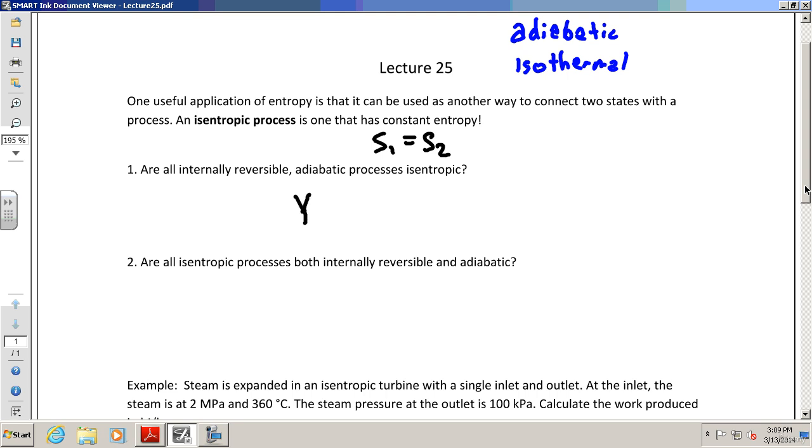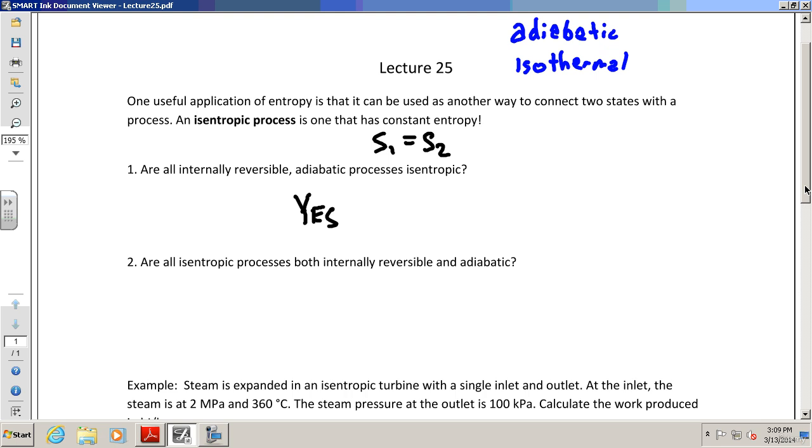Yes? No, isothermal doesn't mean it's adiabatic. It doesn't mean it's reversible. I mean, there's lots of things. There's lots of cases where isothermal may not be isentropic. Okay? But there are some cases where isothermal could be. We'll get to that as we go. But you can't generally assume that at all.